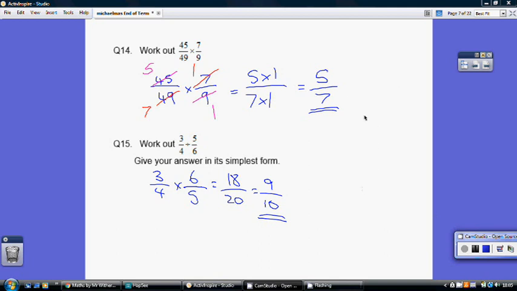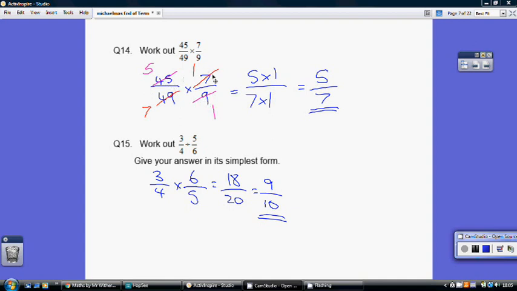Question 14. So here we've got to multiply fractions, and multiplying fractions is simple. It's just top times top and bottom times bottom. Now we could just simply do some side workings and work out what 45 times 7 is and 49 times 9 is, and then simplify it down. That would be absolutely fine. But perhaps an easier way to do it is to simplify down before you even start the multiplying process.